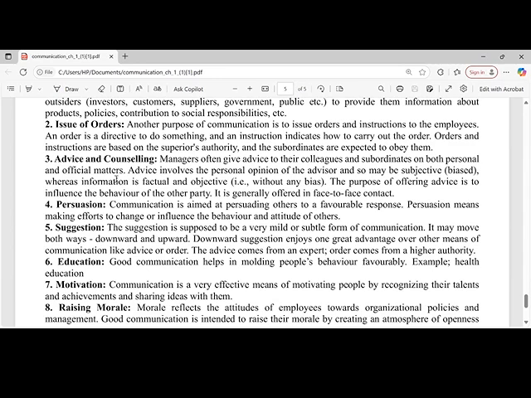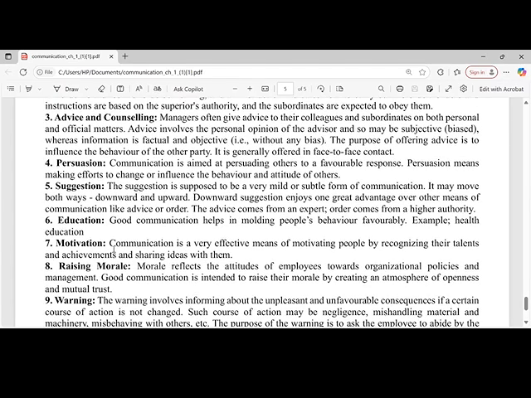Then is advice and counseling. Managers often give advice to their colleagues and subordinates. Advice involves the personal opinion of the advisor, and the purpose of offering advice is to influence the behavior of the other party. I mean, if a person is not motivated to do some work, then the manager can have a communication with him, and an effective communication will lead to motivation of the employee to work better.